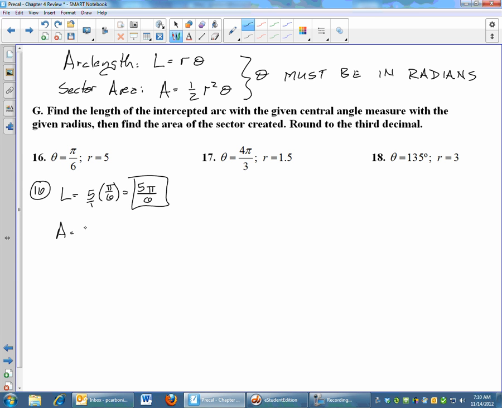Area is a little bit more cumbersome. That's 1/2 of r squared. So 1/2 of 5 squared times the angle, pi over 6. And we do have a little bit more arithmetic to do here. That's 1/2 of 25. That's what r squared is. I'm going to put 25 over 1 so I can see all the fractions. Times pi over 6.